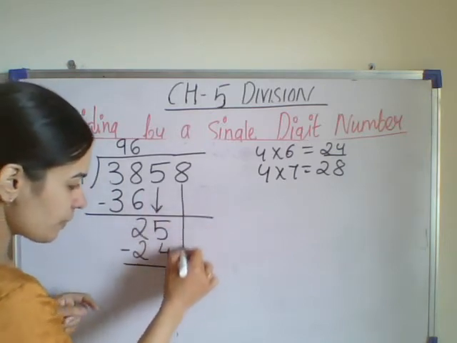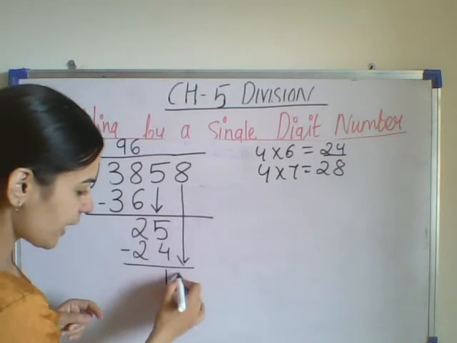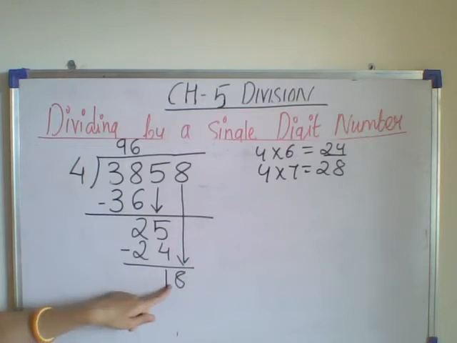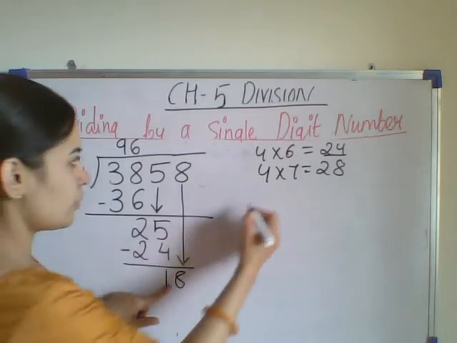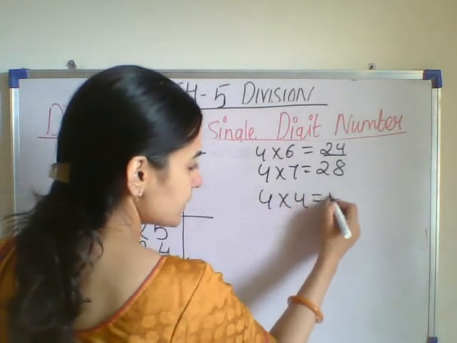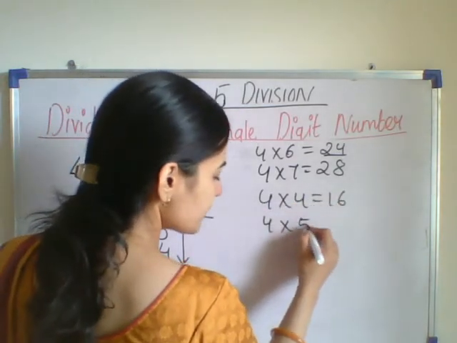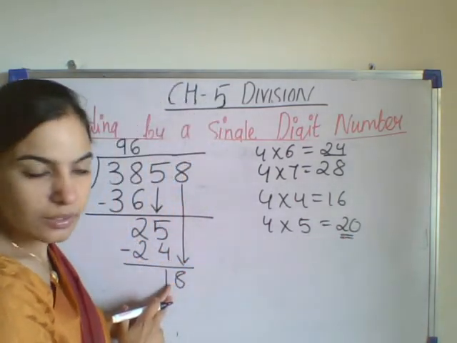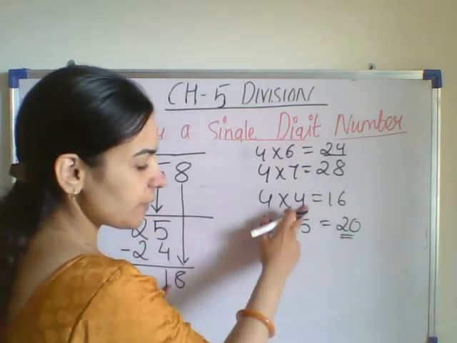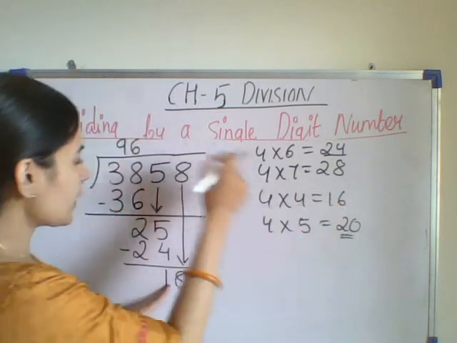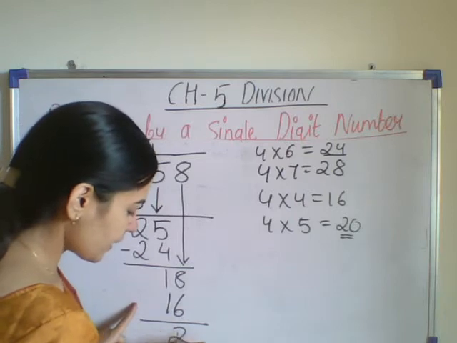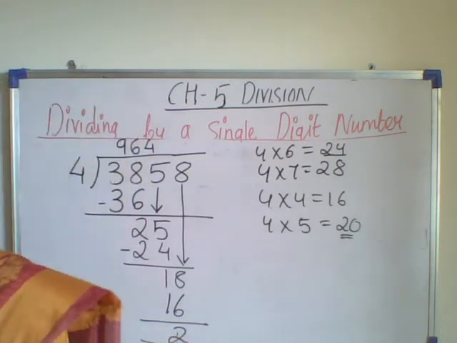So this 8 will be carried down, that is 18. Then 4 4s are 16 and 4 5s are 20. So 20 is greater than 18. So we will be writing 4 multiplied by 4 is 16. So here I will be writing 4 and 16, and the remainder comes as 2.